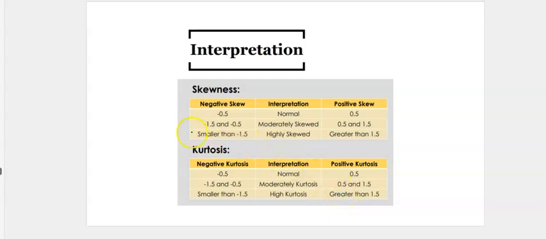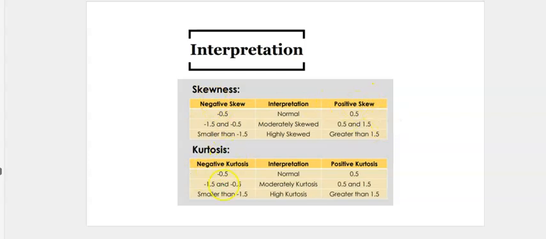When you obtain it from SPSS, you will see values like minus 1.5 and minus 0.5. That is moderately skewed. They are a bit skewed to the left or right side. And smaller than minus 1.5, that is highly skewed, and greater than 1.5 is also highly skewed. So that is negatively skewed, and this is positively skewed.